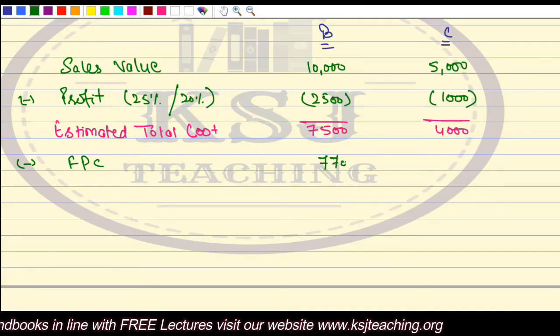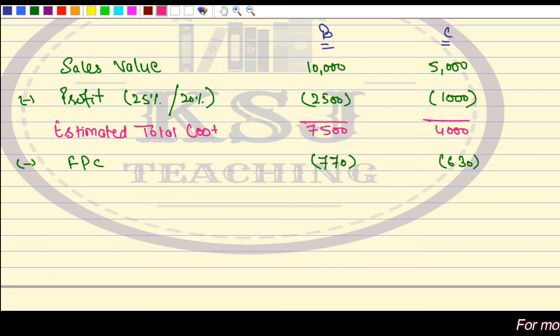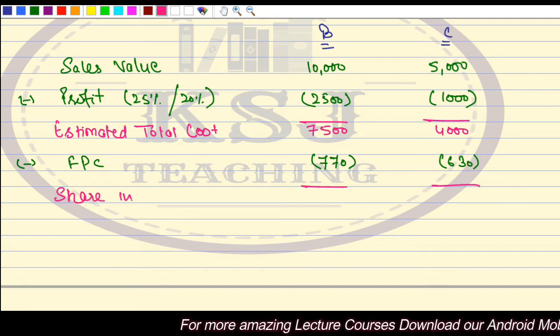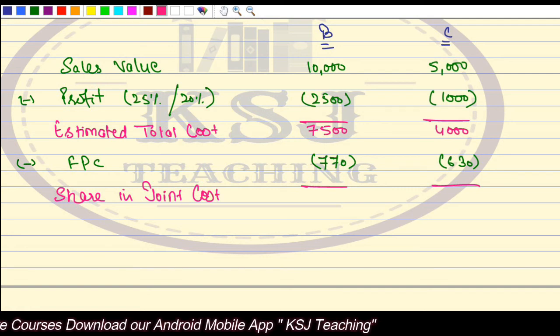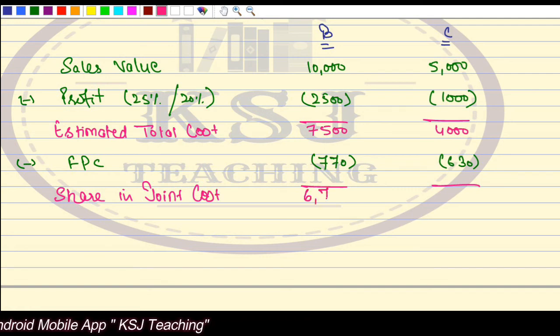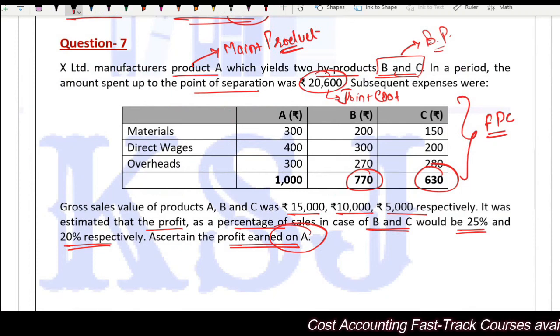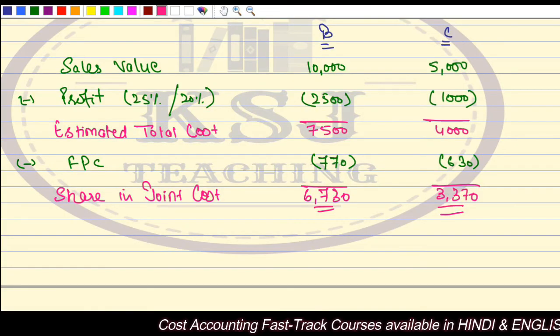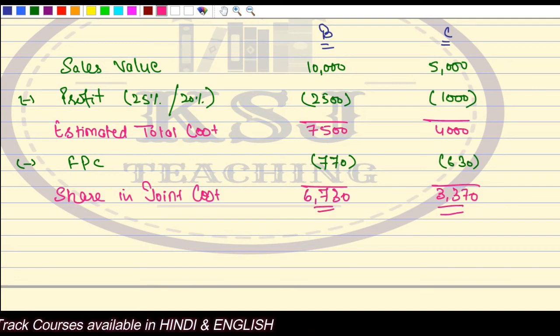So I will subtract 770 from here and I will subtract 630 from here. What I will get is the distributed joint cost, or share in joint cost, which mean one and the same thing. Share in joint cost or the distributed joint cost, right? So it comes out to 6,730 and 3,370. What is the total joint cost? Out of this 20,600 joint cost, we have calculated the share of B and C, right? That is 6,730 and 3,370.